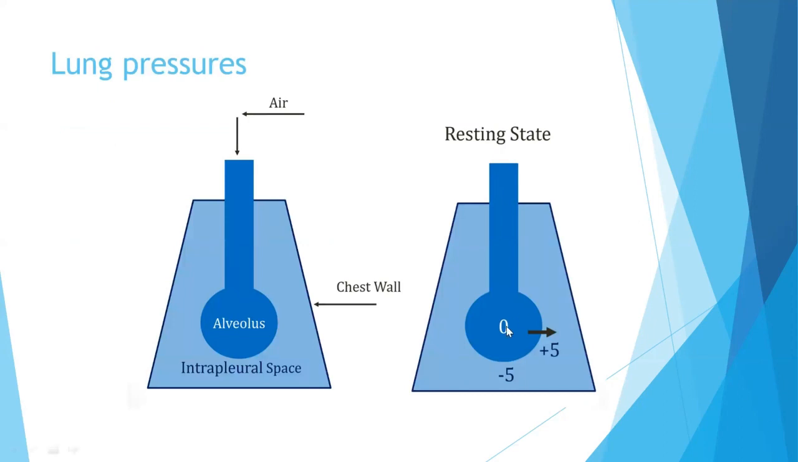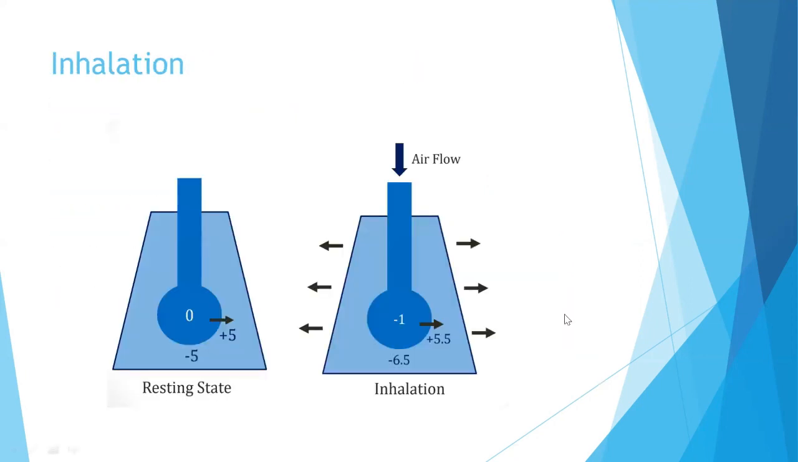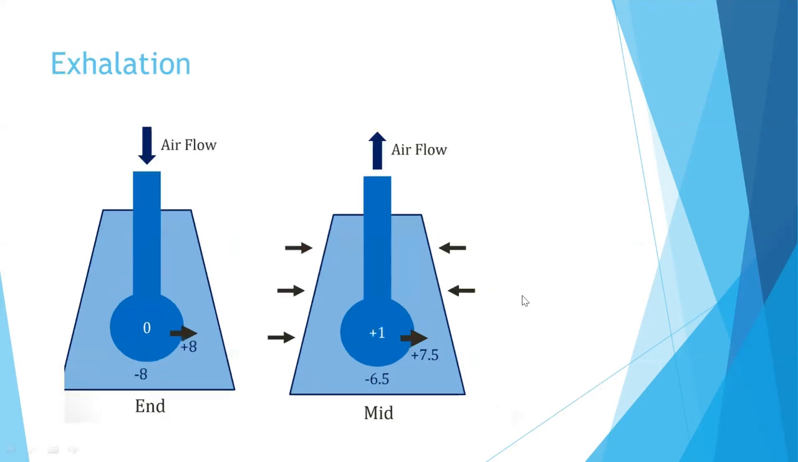Whenever the alveolar pressure becomes more positive, it means there is pressure acting towards the center, so that's how the air comes out. And if it becomes more and more negative, then it means that the alveoli are expanding. Here you can see in the inhalation stage, it is becoming more negative, and that's how the inhalation is occurring. Again, in exhalation, you can see it is becoming positive. That's why the air is going out.